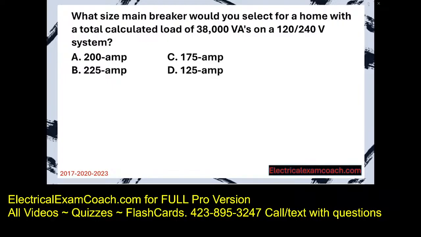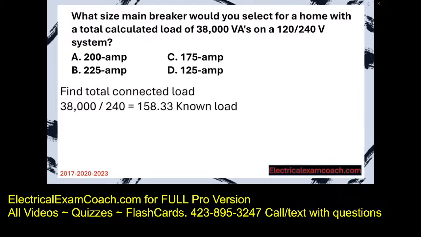What size main breaker would you select for a home with a total calculated load of 38,000 VAs on a 120 240 volt system? Step 1, find our total connected load. They've already done the math for us, so all we have to do is divide by the system voltage. And in this case, it equals 158.